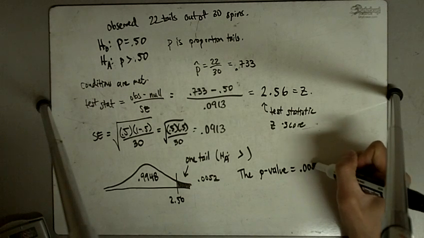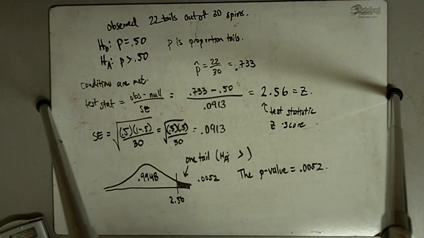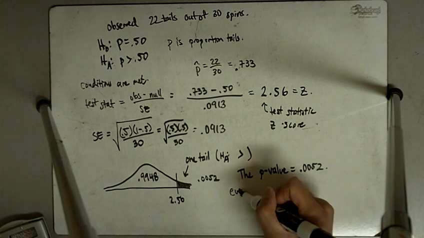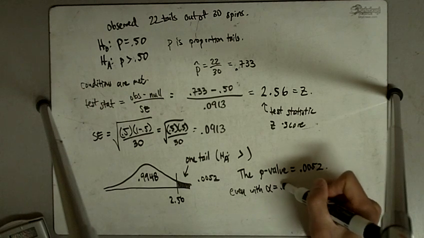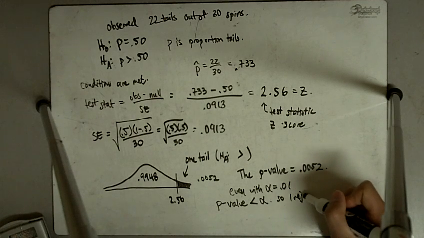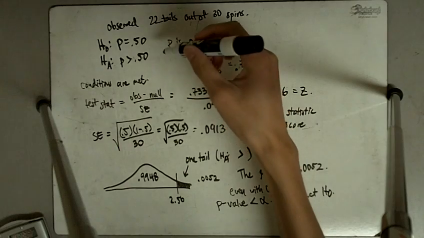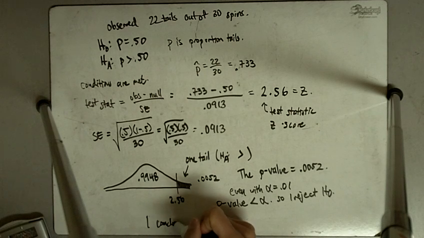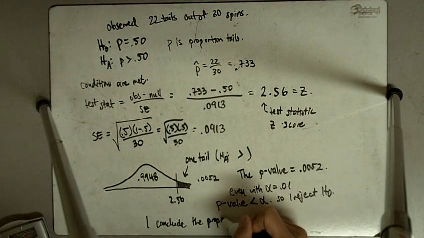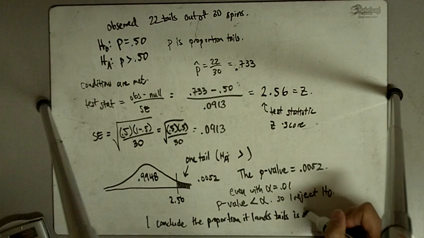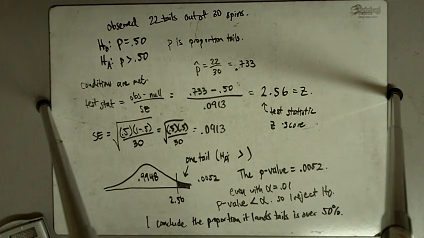is equal to 0.0052. That's going to be less than my alpha, which, they didn't state an alpha, but if I use alpha 1% or alpha 5%, okay, so even with alpha equal to 0.01, my p-value is less than alpha, so I reject the null hypothesis, which means I conclude the proportion that it lands tails is more than 50%. And that's that.